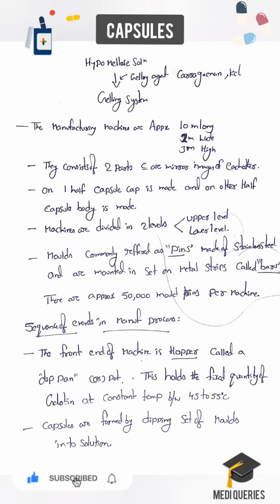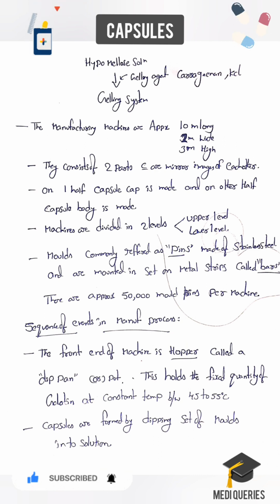And then hypomellose solution is formed. To that, add a gelling agent, and now we get a gelling system. Okay, this is the final preparation ready to make a capsule. So here we are using a manufacturing machine to prepare the capsule. So we will see how the machine will be.